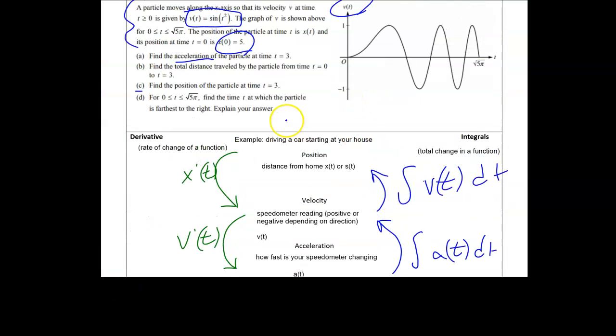Now, part D here, we want the time when the particle is furthest to the right. So this is really an absolute maximum position, right? And notice we have the derivative of position. So we want an absolute maximum position. We have the derivative already. So our maximum has to be either at 0 or square root of 5 pi, or at one of the zeros. And particularly our zeros, we want positive to negative zeros of our derivative, right? So positive to negative here, positive to negative here.